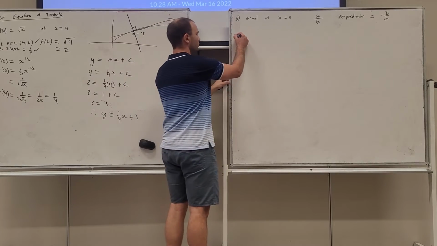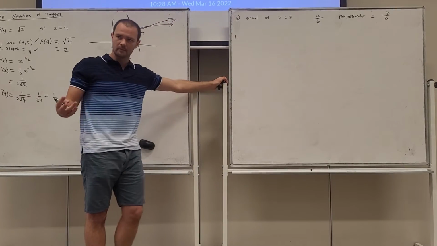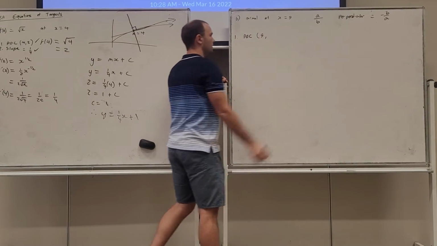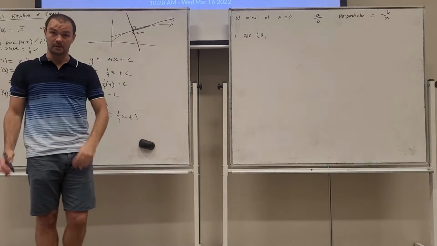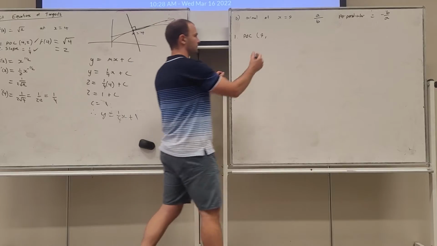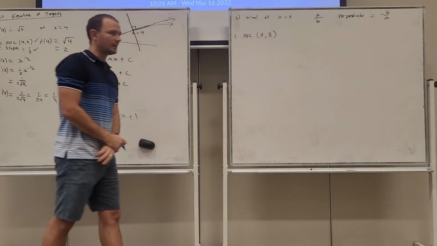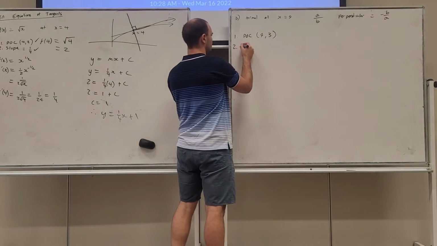Now, we need two things again. We're finding the equation of a line. We've got the point of contact. We've got x is 9. The y value is going to be the square root of 9, so 3. Got the point of contact. We need the slope.